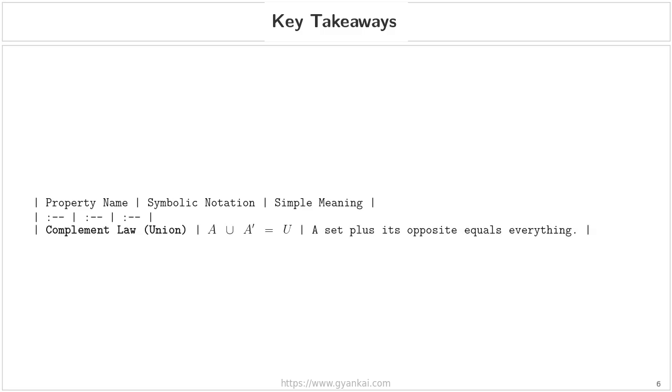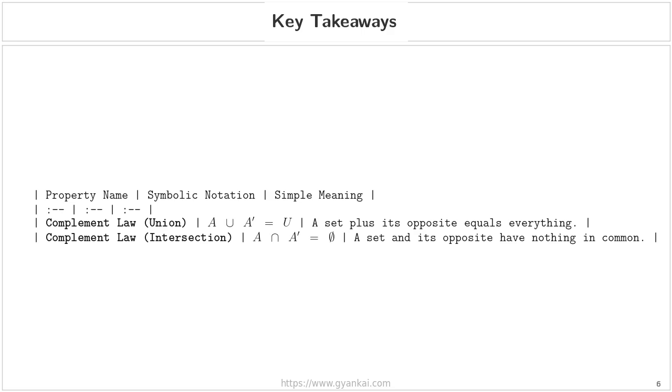First, let's revisit the complement law for union. As we saw in our classroom example earlier, A union A prime equals U in simple terms. A set plus its opposite equals everything in the universal set. Next, we have the complement law for intersection. This is the logical opposite. A intersection A prime equals the empty set. This reminds us that a set and its opposite have absolutely nothing in common.